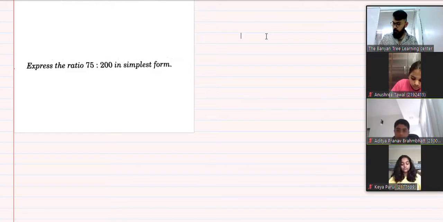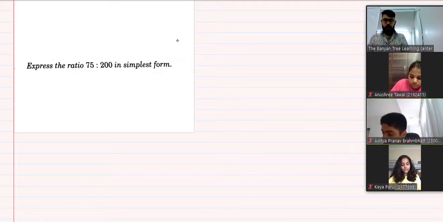Okay, let's begin with ratio and proportion. First part is all about ratio. The first question is: express the ratio 75 is to 200 in simplest form.